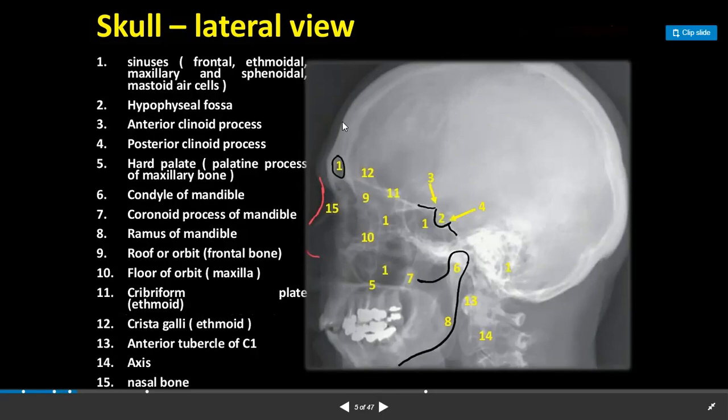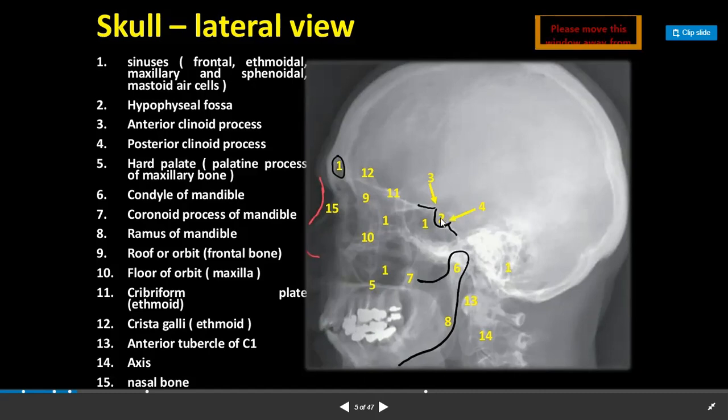In the lateral view, what are the various things I told you? We are able to see the frontal sinus, the maxillary air sinus, and the sphenoidal air sinus. This is the mastoid process, hence we have the mastoid air cells over here, isn't it? This is the maxillary sinus. Here we have the ethmoidal air cells. Number one, whatever is labeled here, these are all the sinuses. Let me repeat: frontal, ethmoidal, sphenoidal, maxillary, and mastoid air cells.